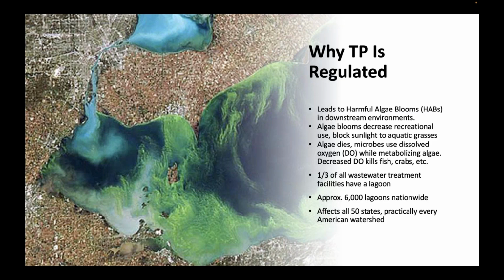It'll kill animals. And considering that one third of all wastewater treatment facilities in North America are lagoon systems or have a lagoon system of some sort, that's 6,000 lagoons affecting all 50 states. We're really talking about something that has a meaningful impact on the environment. So this is really the big reason why phosphorus is regulated.